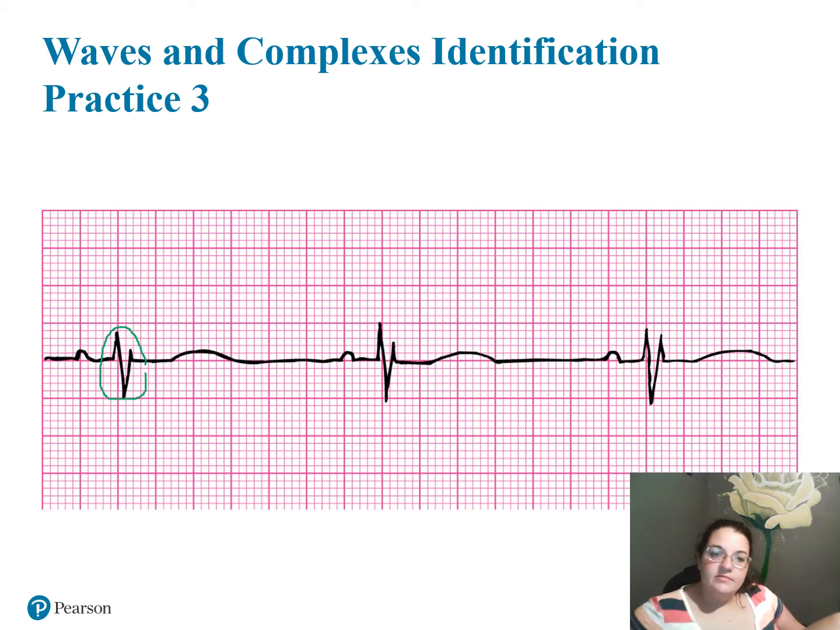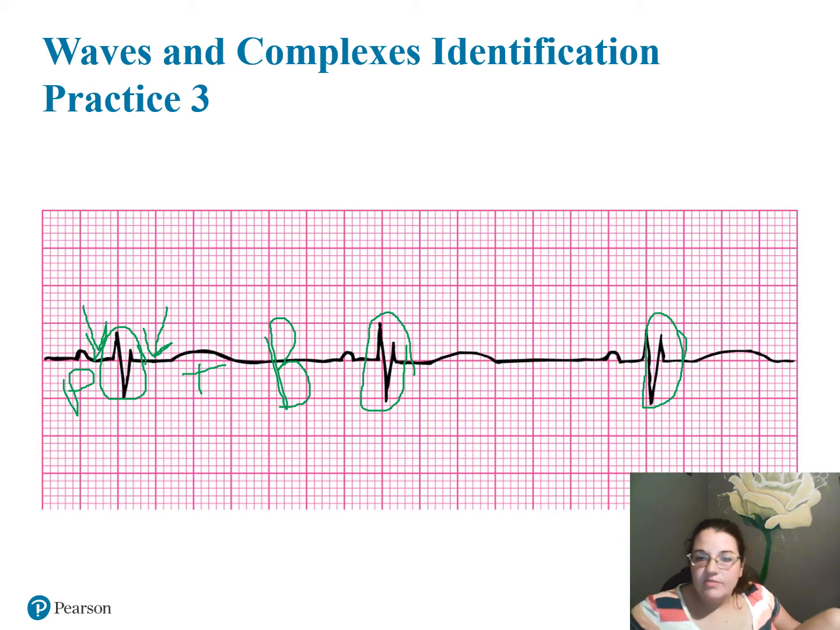Here's a spike, QRS. Here's another spike, QRS. And here's another spike, QRS. The wave in front of my QRS is P, alphabet, and the wave after is a T. And this line in between is my baseline. Now don't forget, the line in between here is your PR segment, and the line in between here, I don't know why I can't remember, is your ST segment.